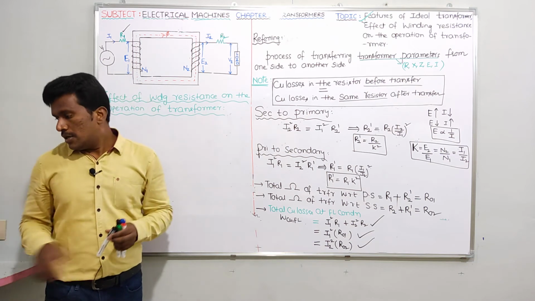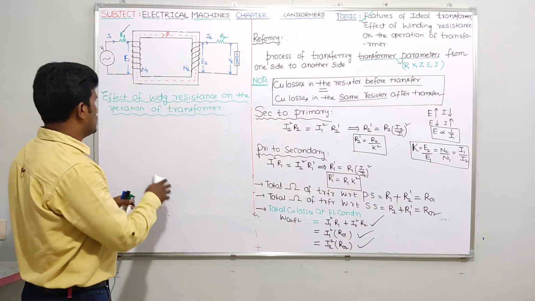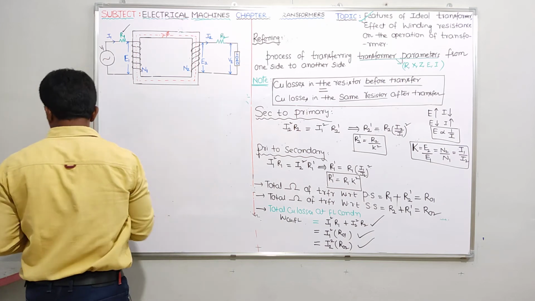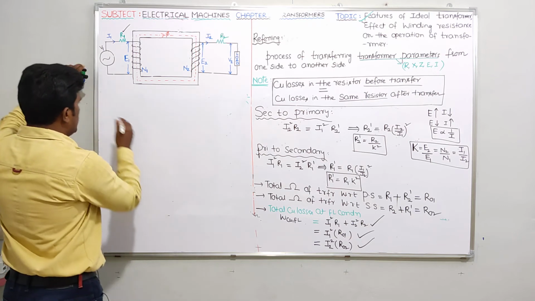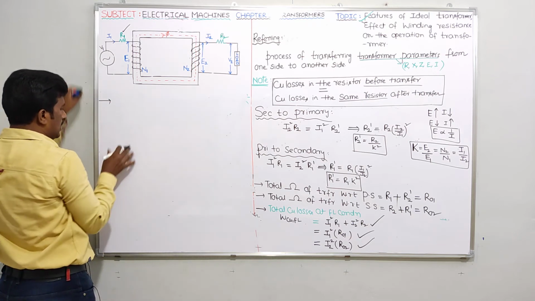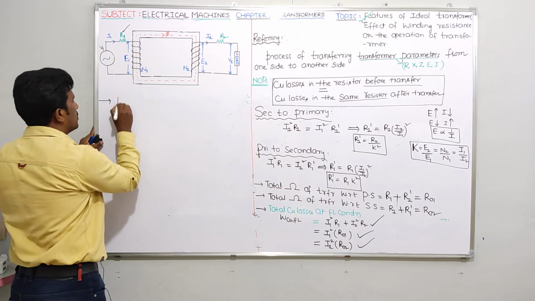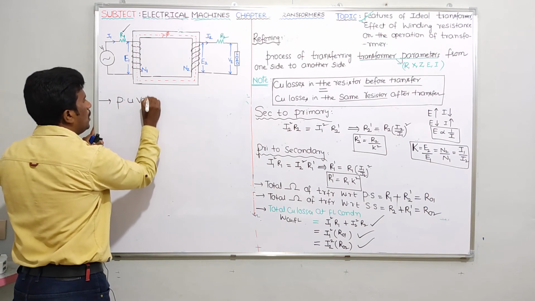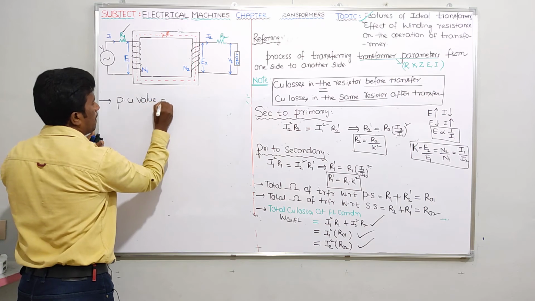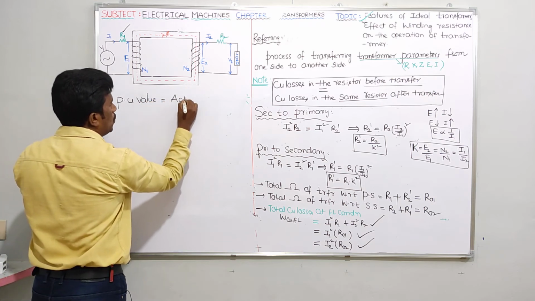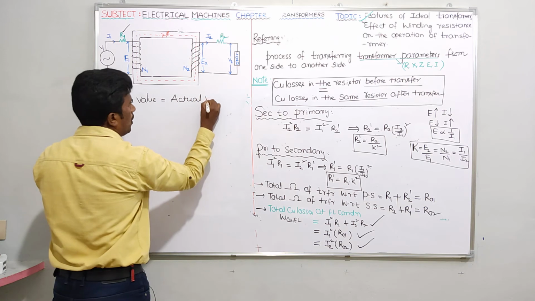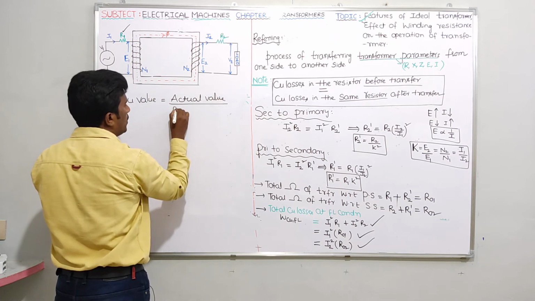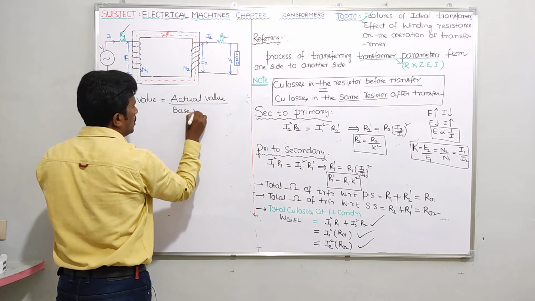Now guys, I can ask one more question in this topic. Let me use some more formulas here. Before telling this point, let me ask a simple question. What is the formula for per unit value? Per unit value is equal to what? Actual value divided by base value.